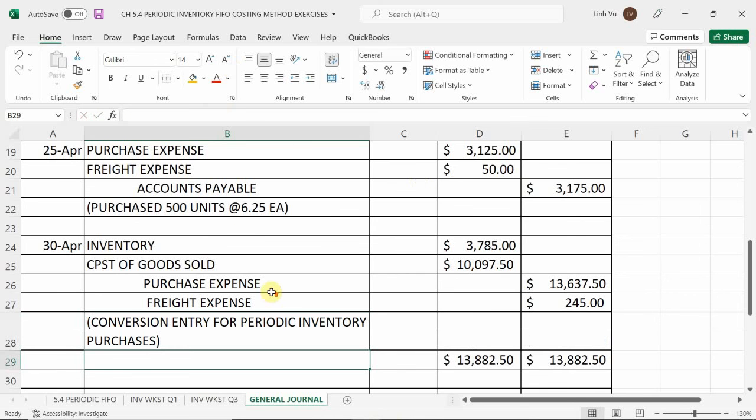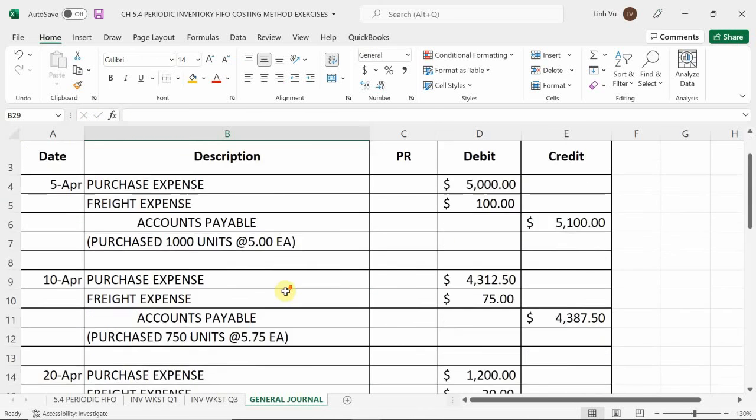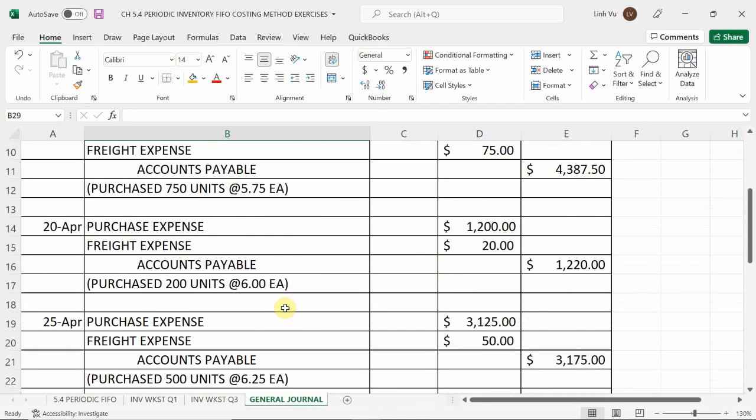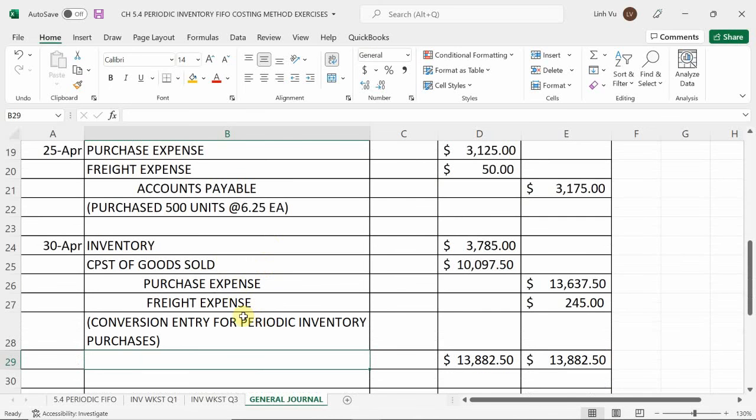Okay. Any questions in regards to question 1 and 2? Because 2 is to do the conversion entry.